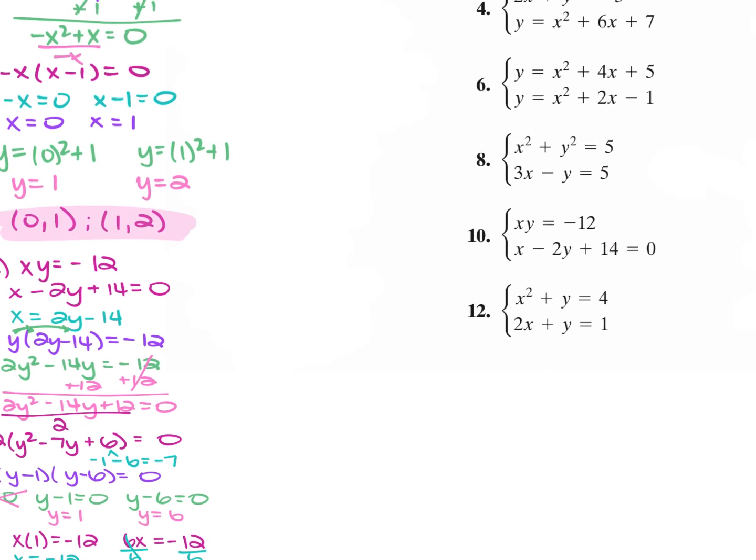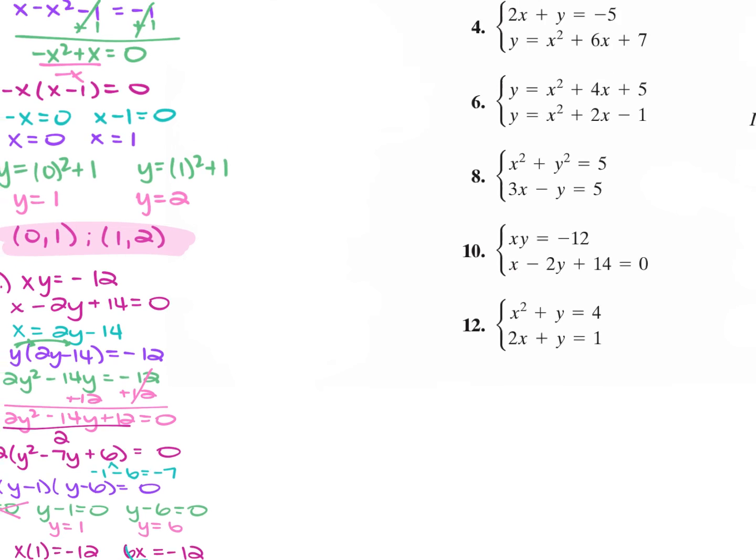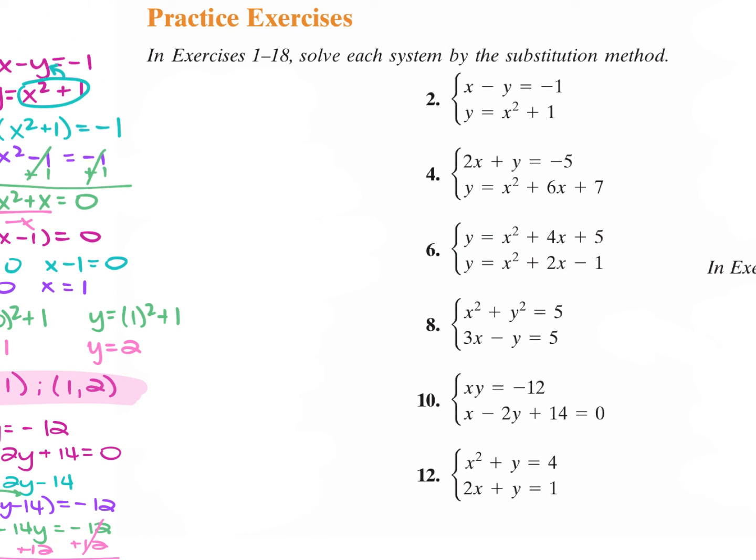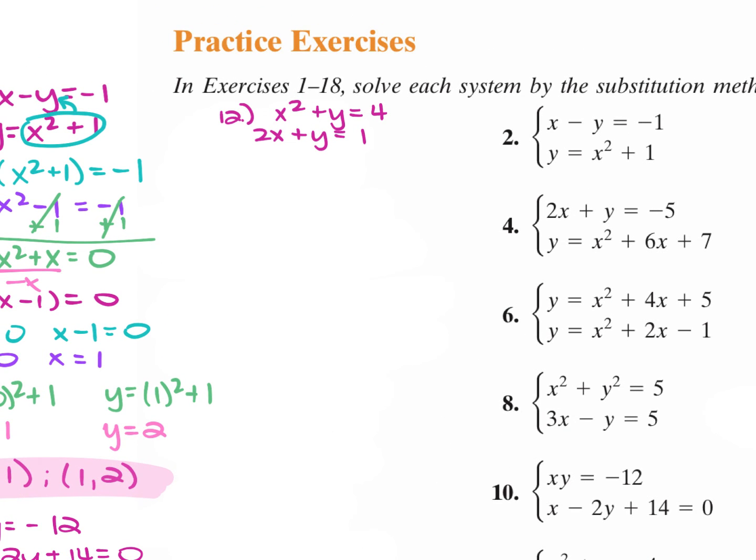The next one that we're going to look at is number 12 before we move on to the addition ones. So for 12, we have x squared plus y is equal to 4, and 2x plus y is equal to 1. If we use substitution for this one, we can solve for one of the y's. I would use the bottom to solve for that y. So that would give me y is equal to negative 2x plus 1. I'm going to take this, plug it into the top, and that gives us x squared minus 2x plus 1 is equal to 4.